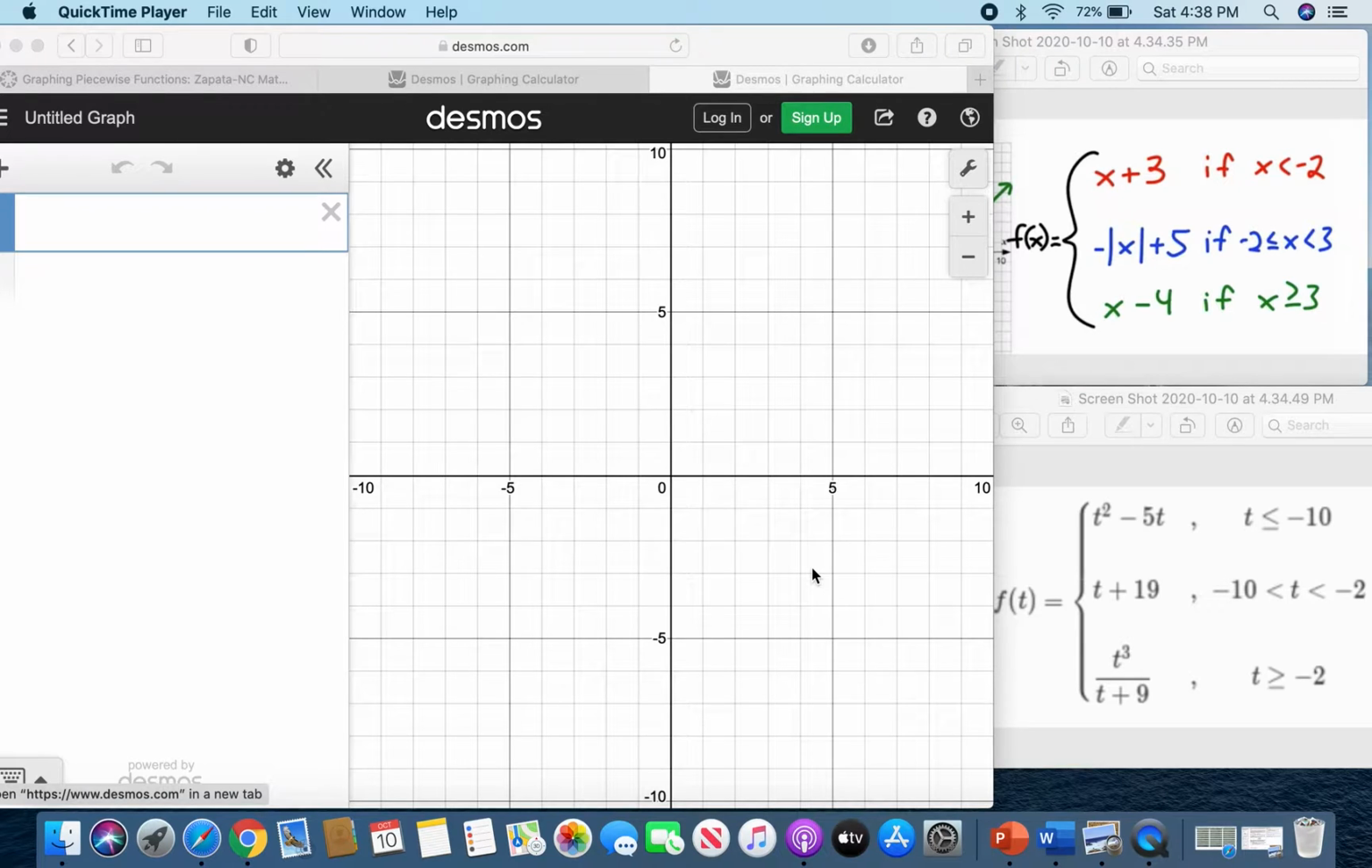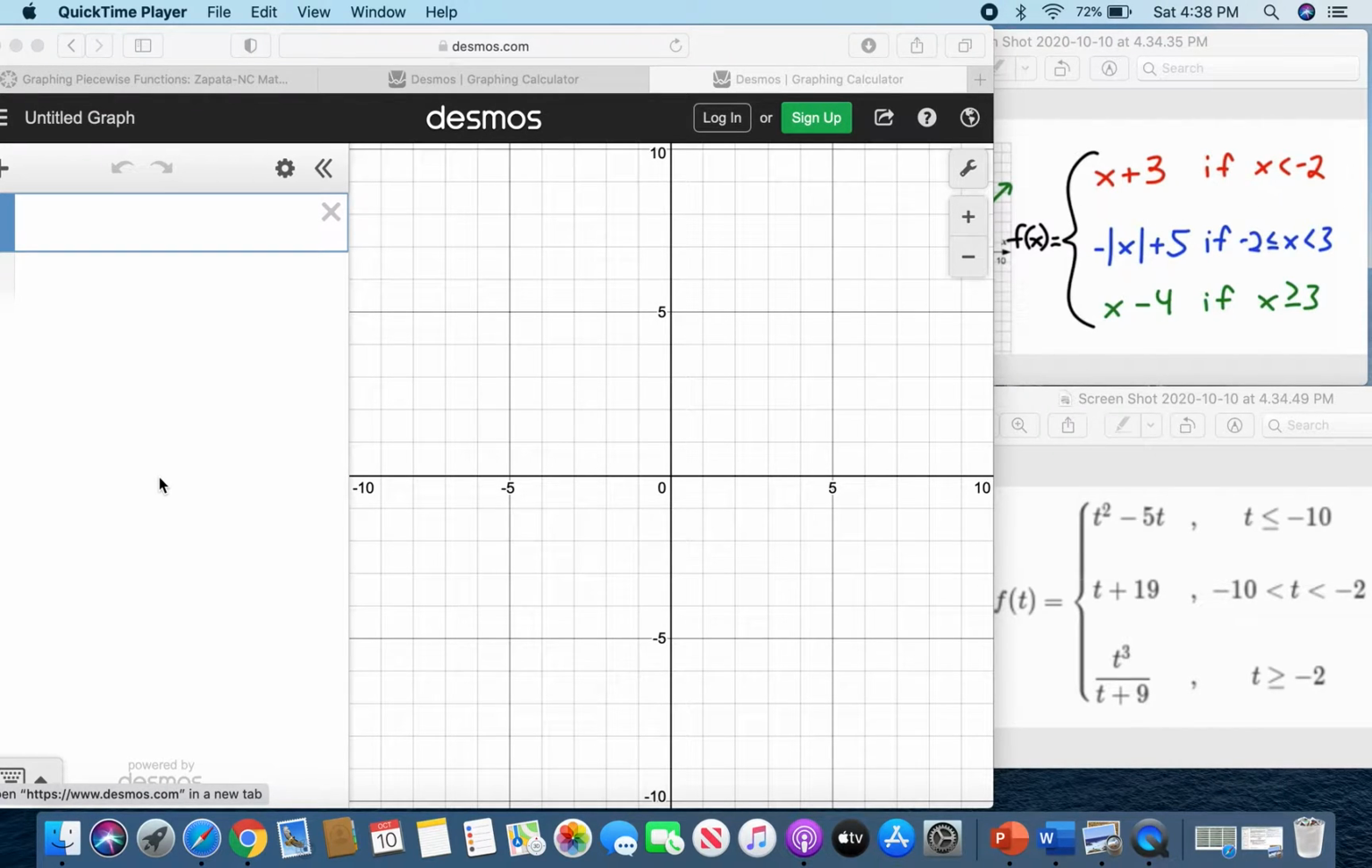Having trouble finding the domain and range of piecewise functions, evaluating piecewise functions, or graphing them? I'm going to post a video about graphing piecewise functions using the Desmos graphing calculator. Let's graph this function first.